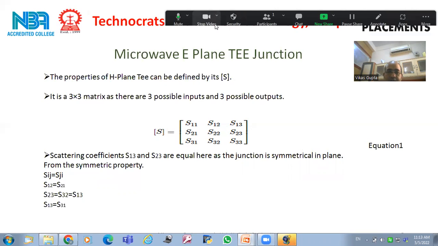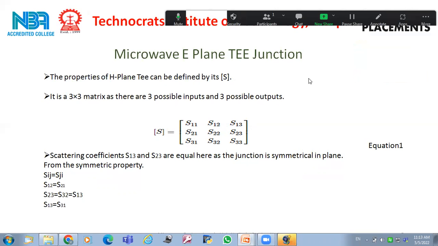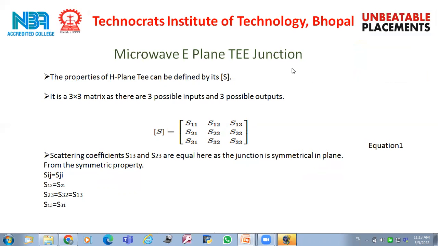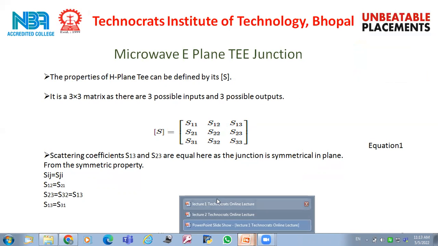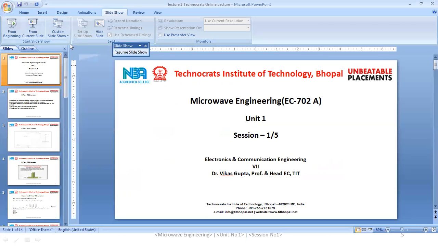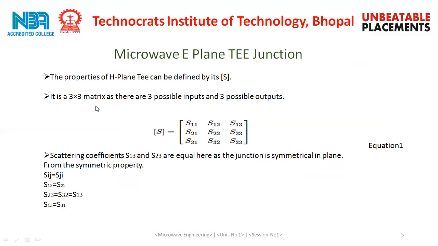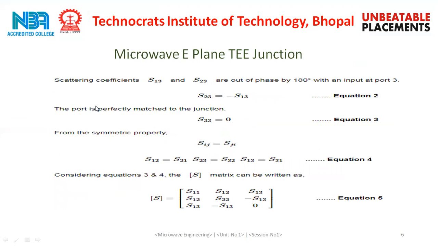We can reduce this like so. These are the different properties, and accordingly we have reduced the scattering coefficients. For scattering coefficients S23 and S13, they are equal and opposite. Hence S23 will be equal to minus S13.